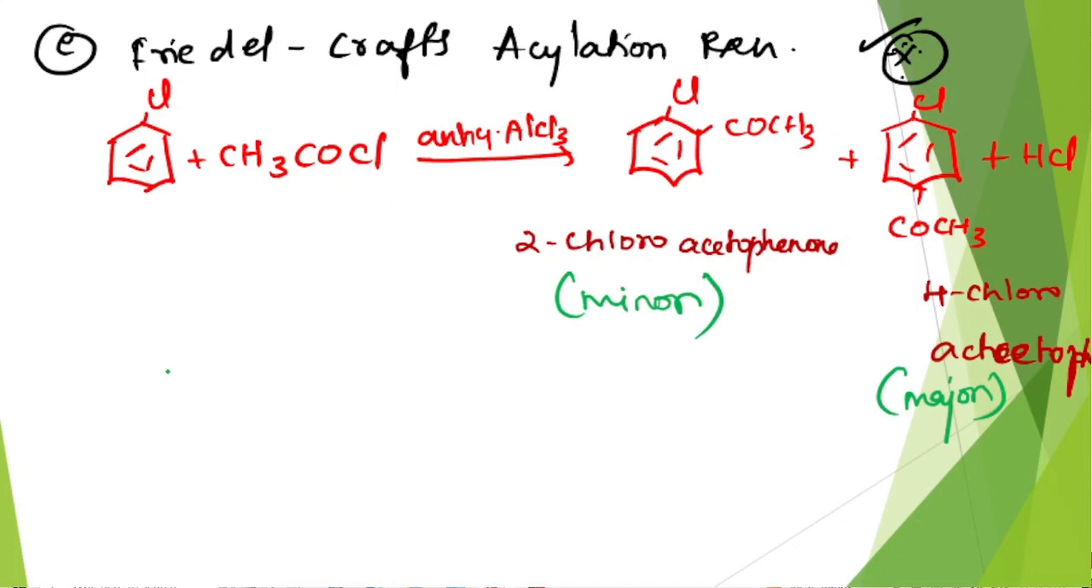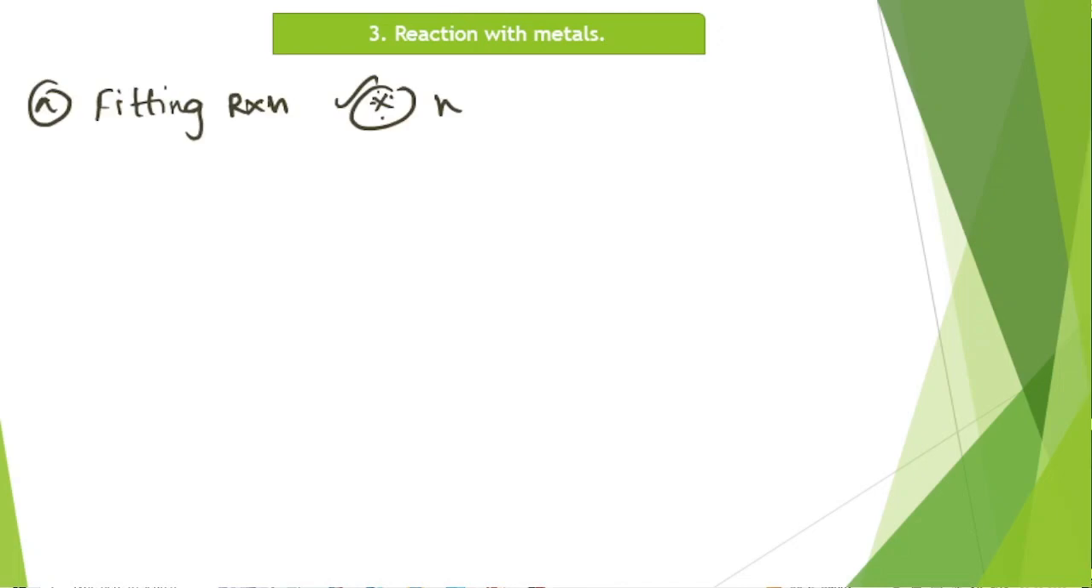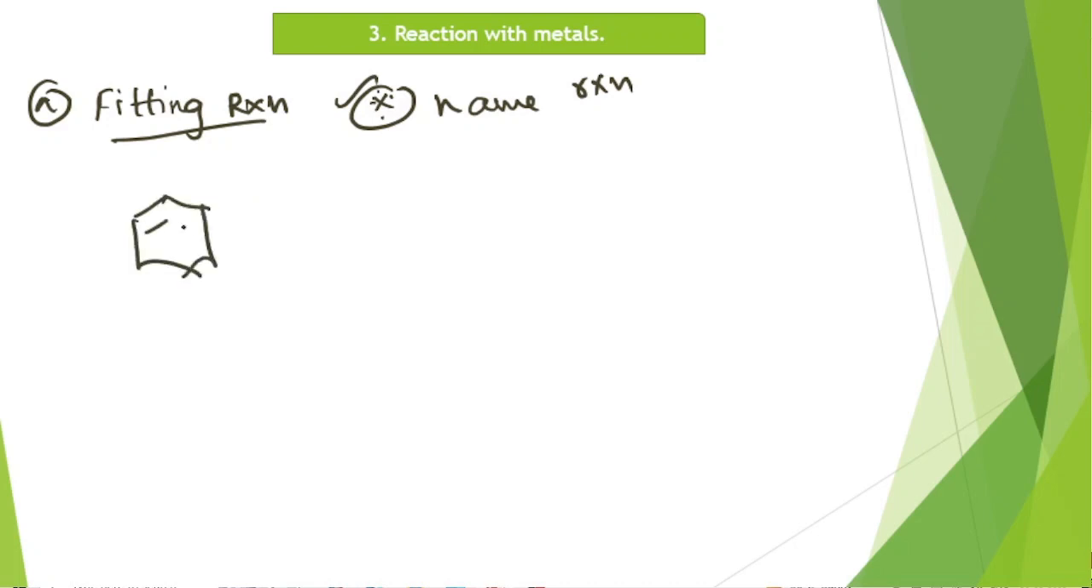Yes. Now we are going for the reaction with metals. Under reaction with metals, we have two different types of reactions. So your first reaction is going to be the Fittig reaction. This is also one of the name reactions. Okay, it's a name reaction. Now let's see what a Fittig reaction is. Similarly, you have the benzene ring with X attached. X is nothing but it can be chlorine, bromine, or iodine.